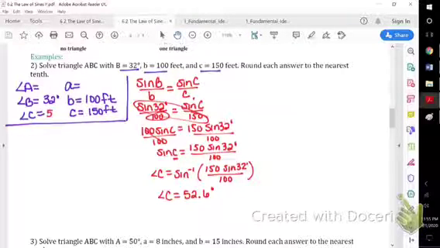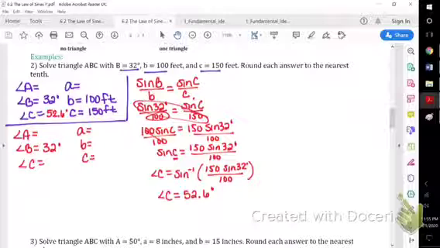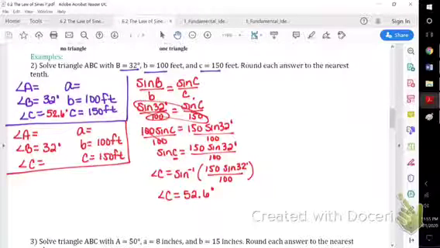Now, that's an acute angle. So that means I have the possibility of a second triangle. So I'm going to go ahead now and set up answers for a second triangle. So angle A, angle B, angle C, side A, side B, side C. Now my given information doesn't change. So angle B is still 32 degrees, side B is still 100 feet, and side C is still 150 feet. Everything else will be different. I'm going to put a little prime symbol by all of them so we can keep track of which is which as we're working, okay?